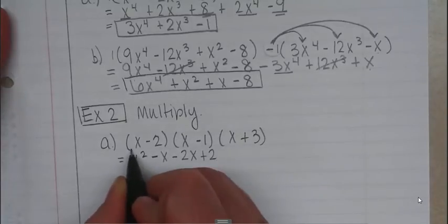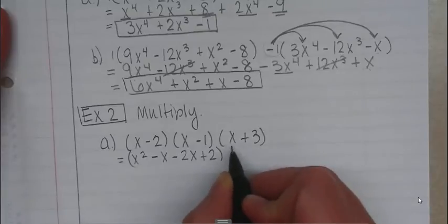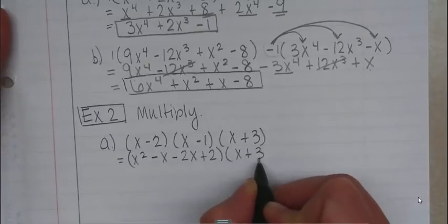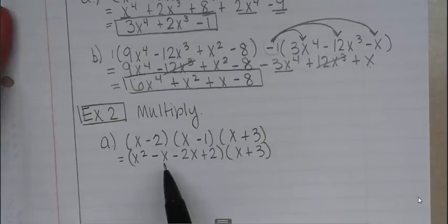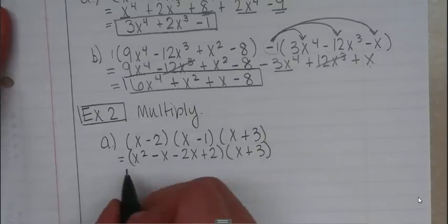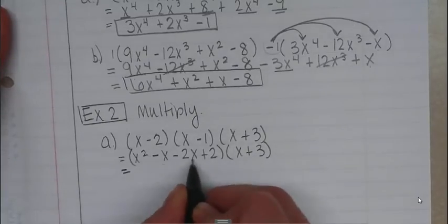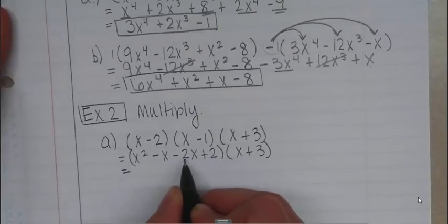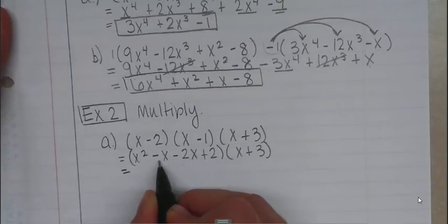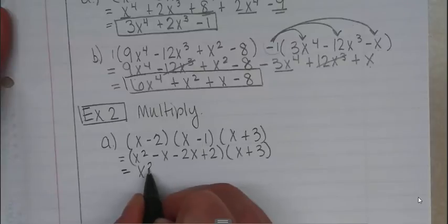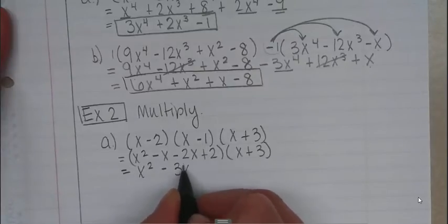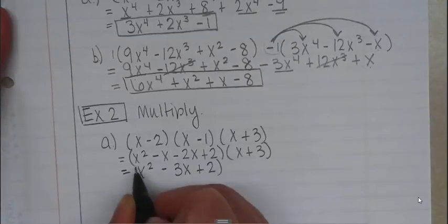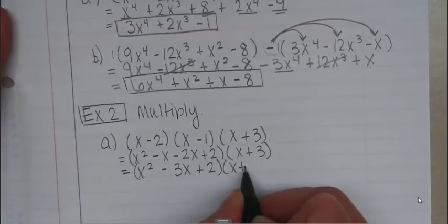So all of that now will end up getting multiplied to x plus 3. But before I do that, so that I don't have to do too much distributing, I can combine like terms here. That's right, my middles, my outers and inners. Those are like terms, so I can combine those. So I have x squared minus 3x plus 2, and I'll multiply that by x plus 3.